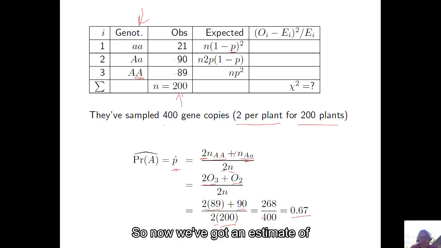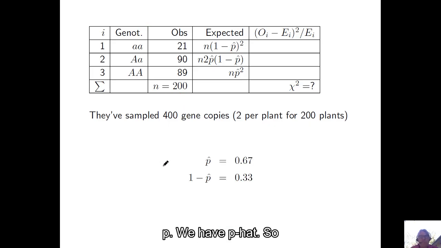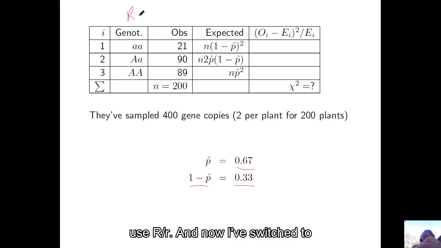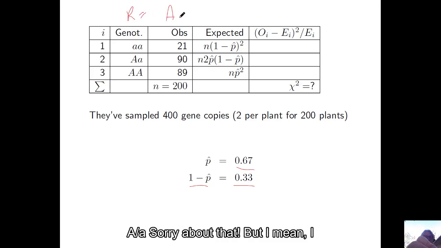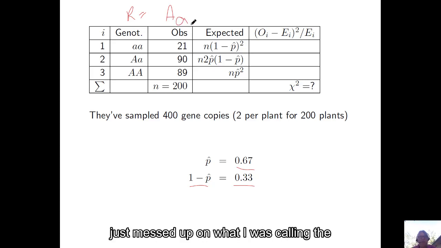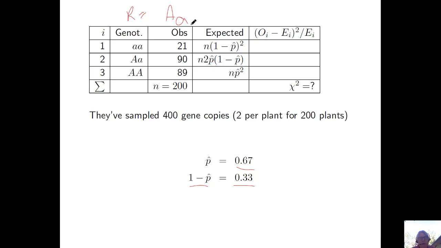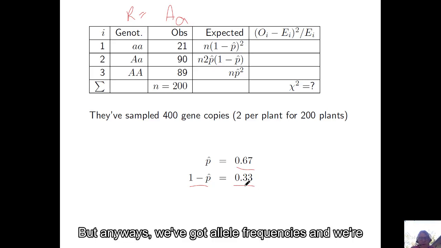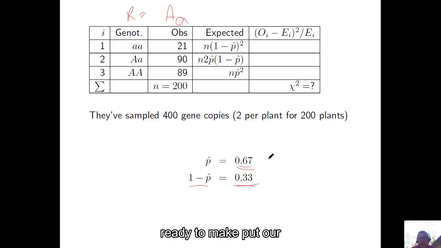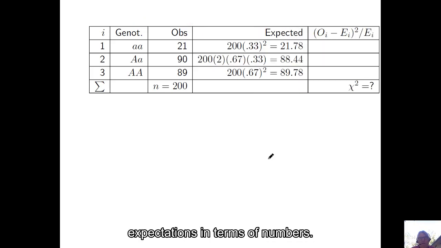So now we've got an estimate of p. We have p hat. So p hat equals 0.67. 1 minus p hat equals 0.33. That's the estimate of the little a. I'm afraid that I used big R, little r, and now I've switched to big A, little a. Sorry about that, but I meant the same system. I just messed up on what I was calling the genotypes here. But anyways, we've got allele frequencies, and we're ready to put our expectations in terms of numbers.